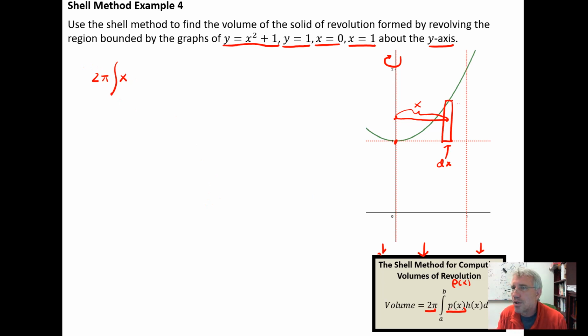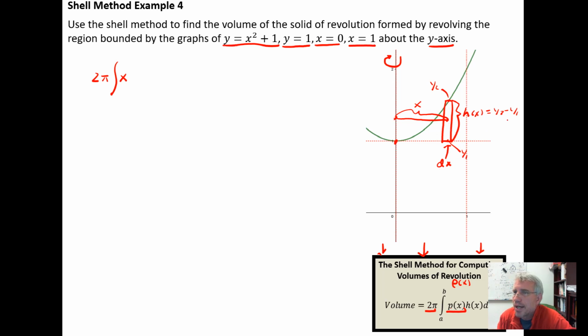And then I need to know the height of the cylinder that I'm revolving. I need to know that height as a function of x. And it's really going to be the difference. If I label the y value here as y2 and the y value right here as y1, the height of this cylinder is just going to be y2 minus y1, the difference between the two functions. The output difference between the two functions.